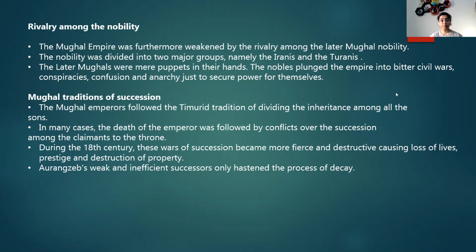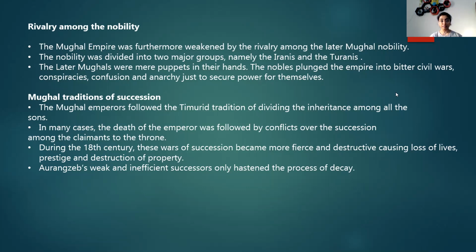Now why were they fighting? Definitely because of power, they were fighting amongst themselves over who will take the power. The nobility got divided into two groups: one is the Iranis, another is the Turanis. The later Mughals who became the ruler were just a puppet. They did not have any voice of their own. They were just puppets in the hands of these nobles, the Iranis and the Turanis. Because of this fight amongst the nobles, a lot of wars, confusions and conspiracies took place. When there is confusion and wars, there is no law and order, and that definitely contributed towards the decline of the Mughal Empire. So that was the fifth reason, the rivalry among the nobility.